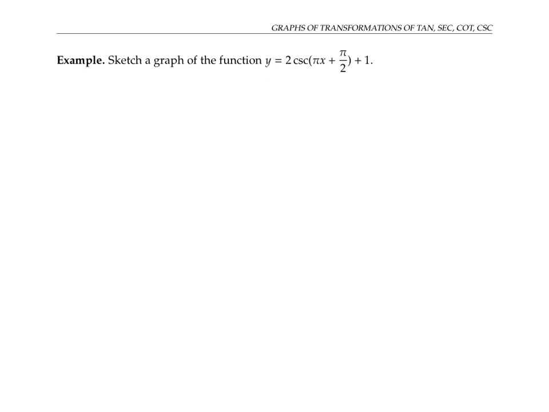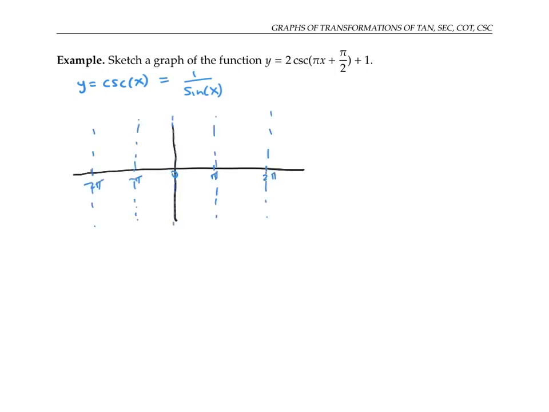Before I graph this fancy function, I'm going to graph the related parent function, y equals cosecant of x. Recall that cosecant of x is 1 over sine of x, so the graph of cosecant of x has a vertical asymptote where sine is 0. That's a vertical asymptote at pi, 0, and so on. Cosecant of x is 1 where sine is 1, so here, and so it looks something like this. Now when I graph my fancy function, I know that 2 on the outside does a vertical stretch by 2, plus 1 shifts up by 1.